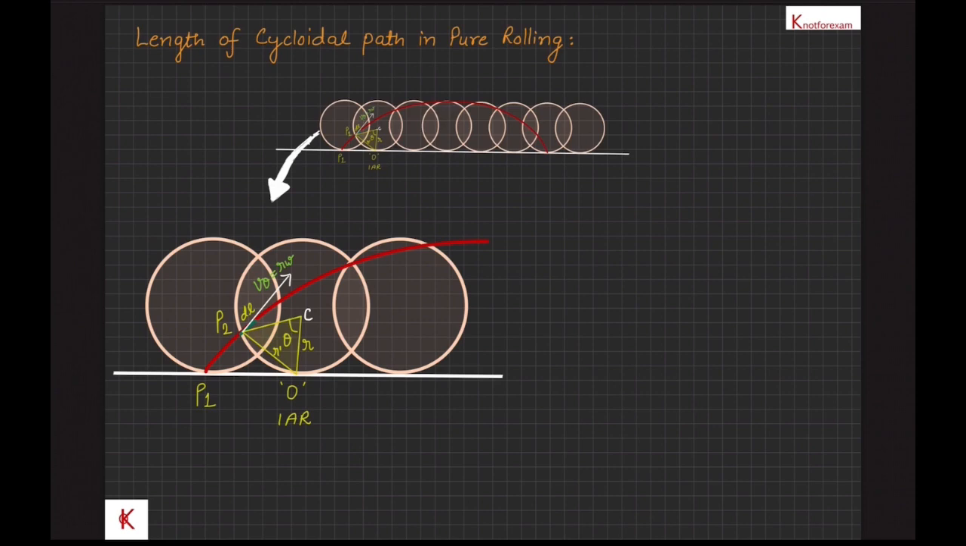That should be in tangential direction. Also by geometry, OP2, let it be r dash, is equal to 2r sin theta by 2, and velocity v theta at this instant is equal to r dash omega, that is 2r omega sin theta by 2.